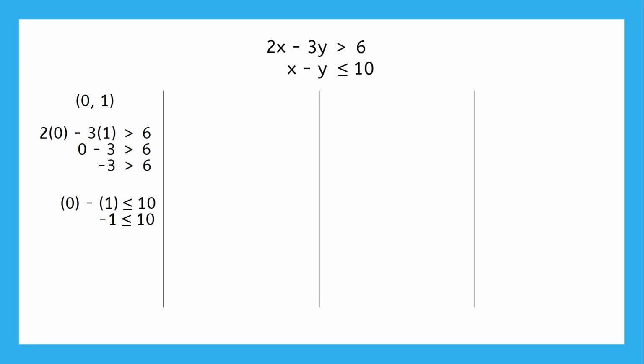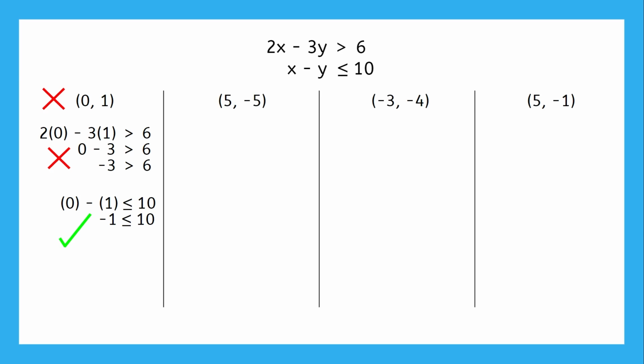So did the point work for both inequalities? No, it worked for the second one, but the first one gave us a false statement. -3 is not greater than 6. So because it didn't work for both inequalities, (0, 1) is not a solution to the system. Let's test 3 more points.